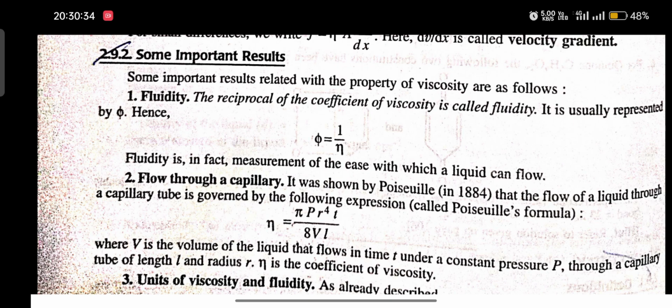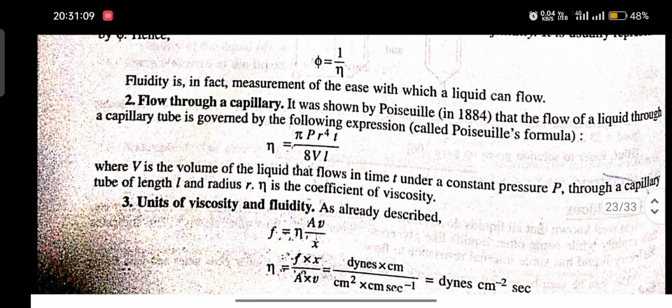Some important results related with the property of viscosity are as follows. Fluidity: the reciprocal of the coefficient of viscosity is called fluidity. It is usually represented by phi. Fluidity is in fact a measurement of the ease with which a liquid can flow through a capillary. It was shown by Poiseuille that the flow of a liquid through a capillary tube is governed by the following expression: eta equals pi P r to the power 4 t by 8 V l, where V is the volume of the liquid that flows in time t under a constant pressure P through a capillary tube of length l and radius r. Eta is the coefficient of viscosity.